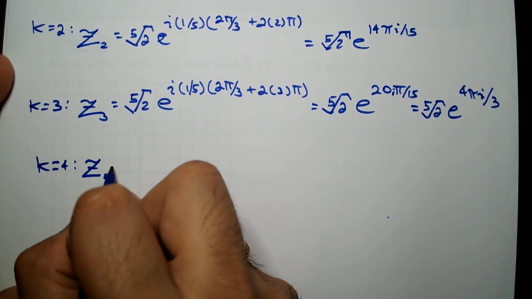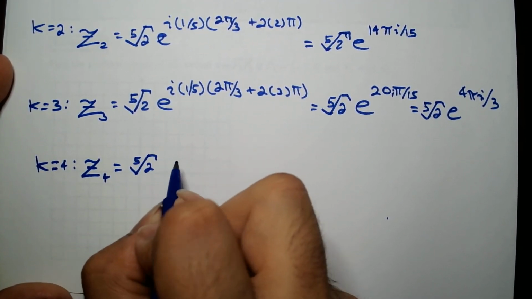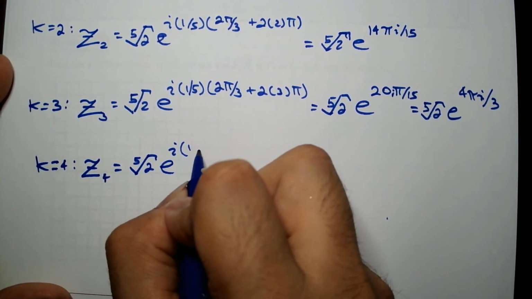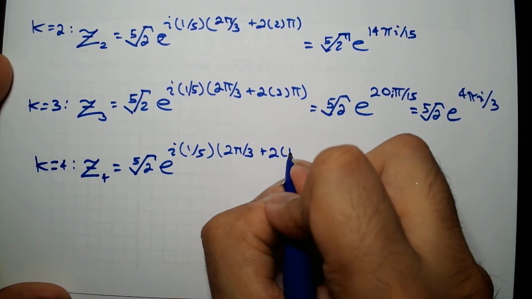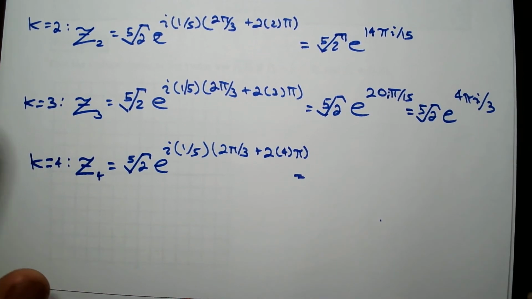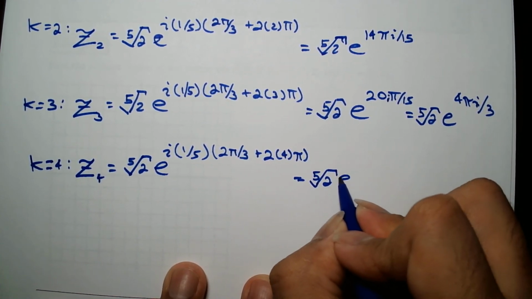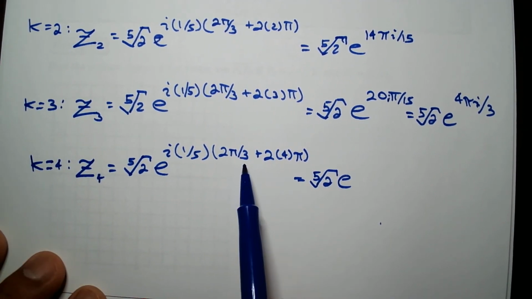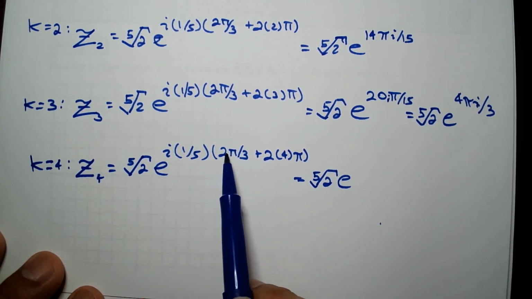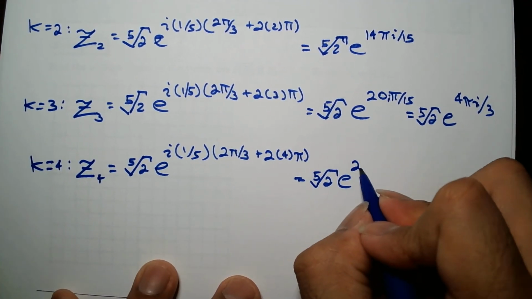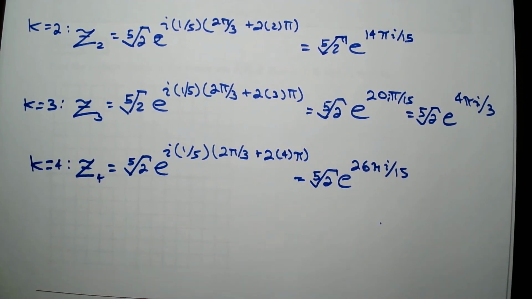z equals c subscript 4 equals the fifth root of 2, e to the i 1/5, 2 pi over 3, plus 2 times 4 pi, which equals the fifth root of 2, e to the, 2 times 4, that's 8. 8 times 3, that's 24. 24 plus 2, that's 26. 26 pi over 3 times 1/5, that's 26 pi i over 15. All right? And that's the last answer.